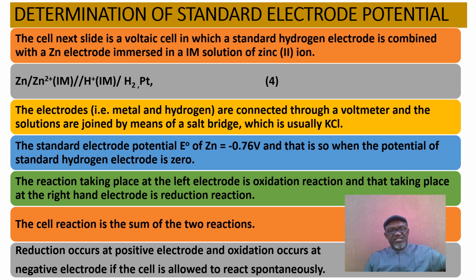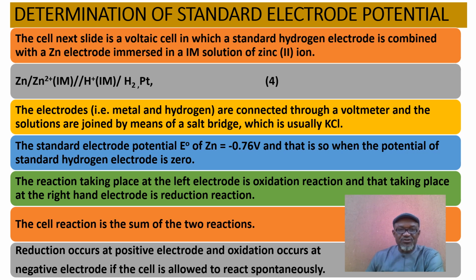Now, the cell, next slide, we will see, is a voltaic cell in which a standard hydrogen electrode is combined with a zinc electrode, which is immersed in 1 molar solution of zinc ion. Now, we'll see that equation 4 gives us the combination. We'll also see representation of cells. This is an example of representation of a cell.